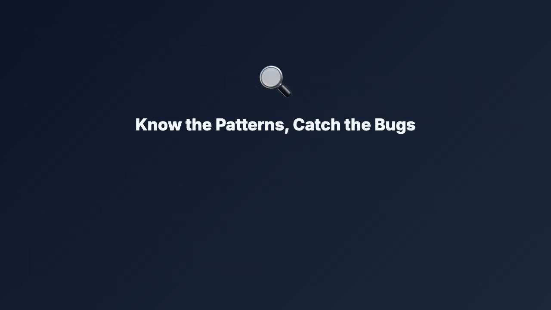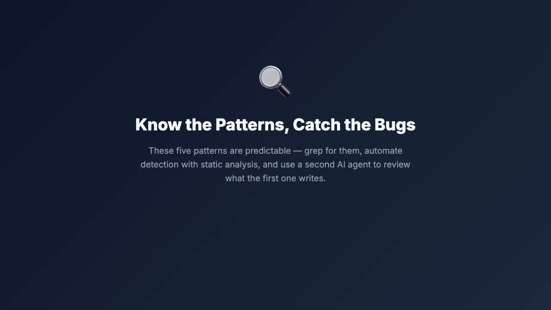To wrap up, these 5 vulnerability patterns are predictable, not random. They follow directly from what AI models saw most often in their training data. The good news is that predictable means catchable. Grep for them manually, automate detection with static analysis tools like semgrep, and use a second AI agent to review what the first one writes.